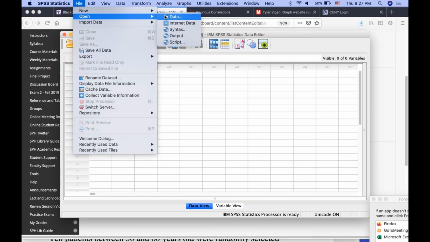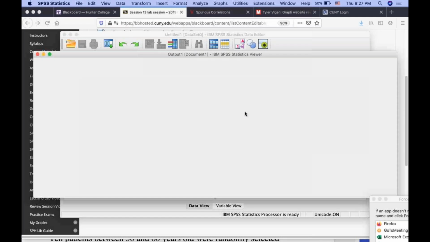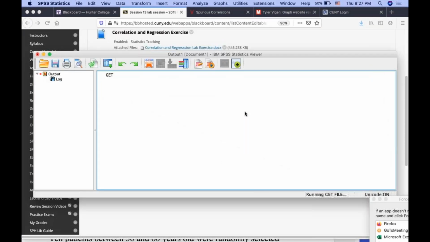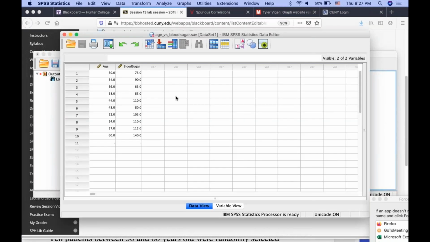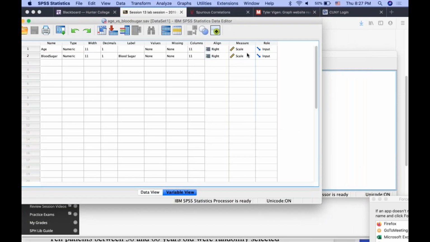Open data. I'm going to open the data I just saved to my desktop. Here it is, age versus blood sugar. This is the same data that's in that Excel file. Open it up. Okay, and here it is right here. So I want to look to see if there is an association between a person's age and their blood sugar. I have two variables. What kind of variables are they? Are they nominal variables? They're scalar variables, right? They're numerical variables, both of them, right?